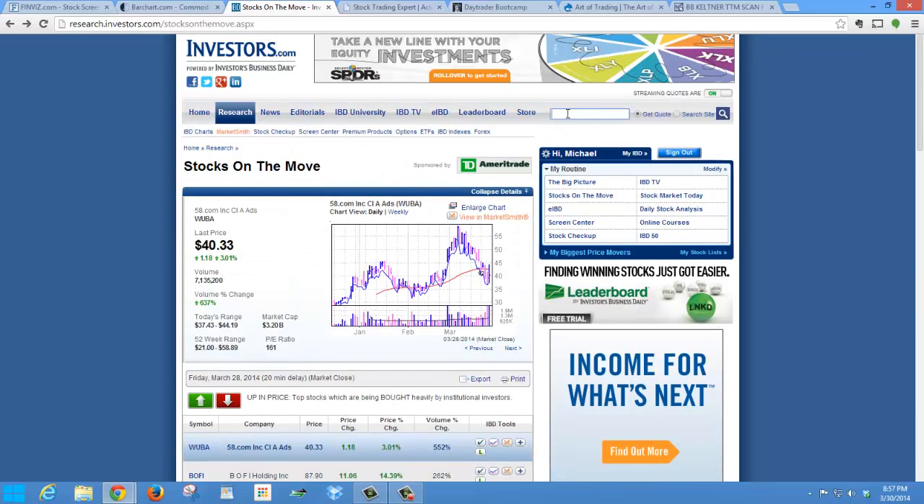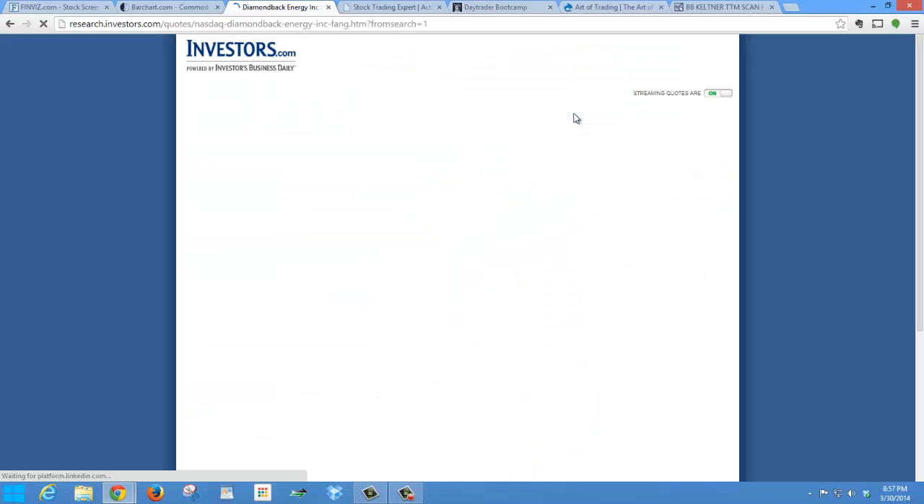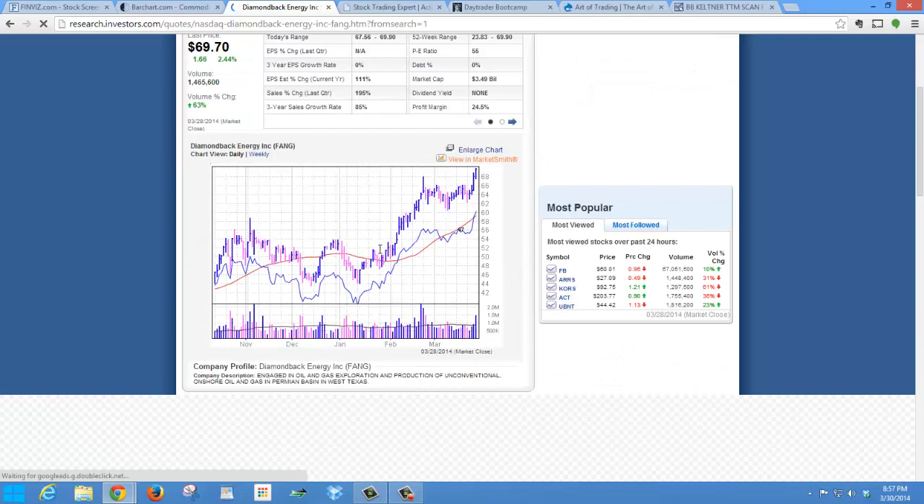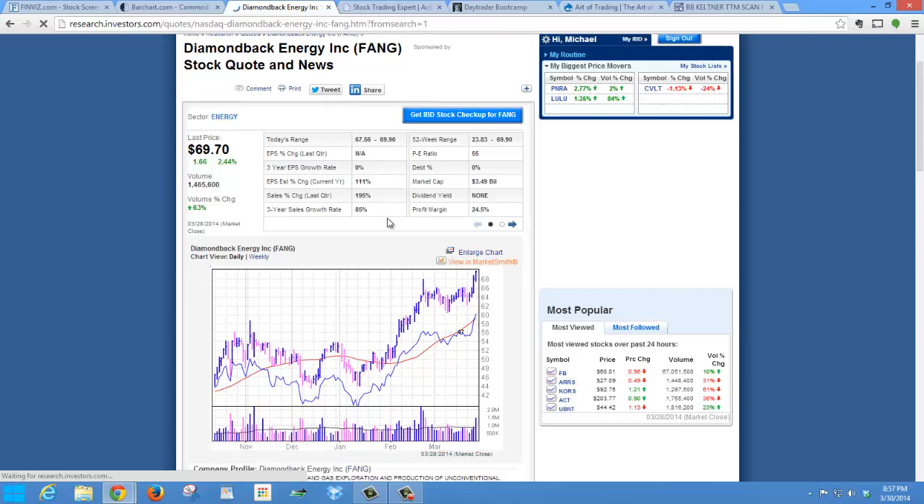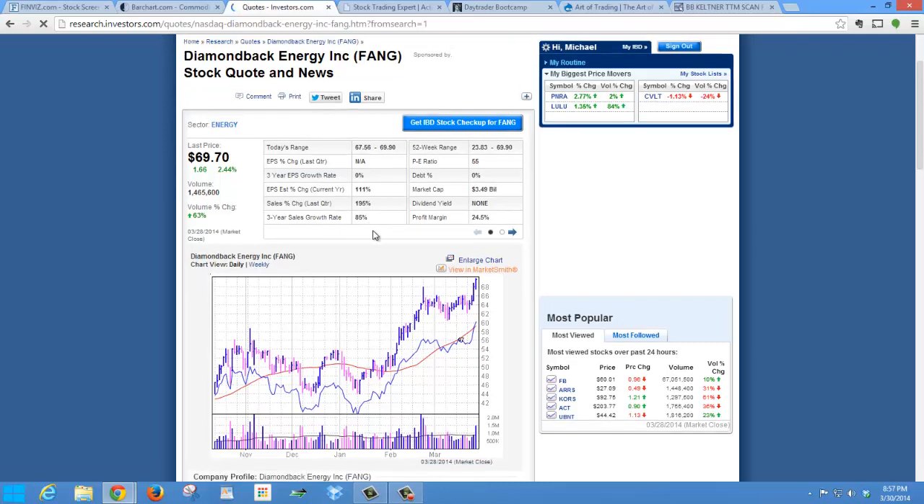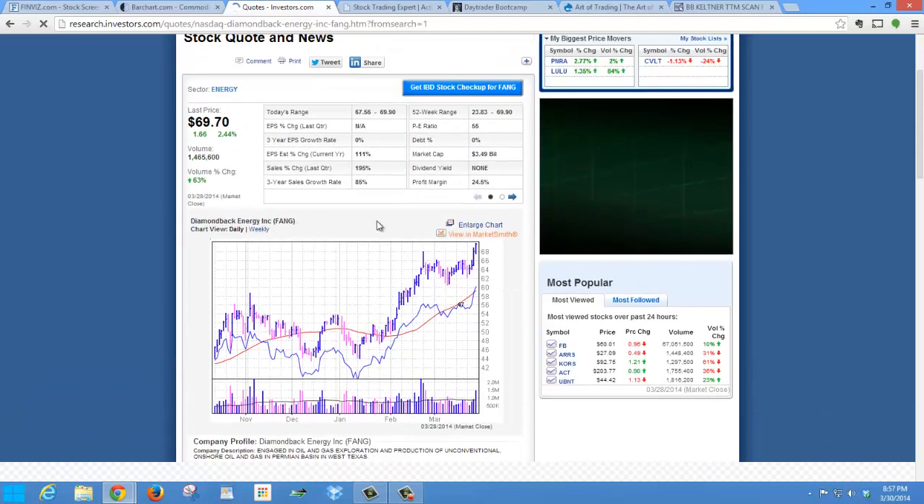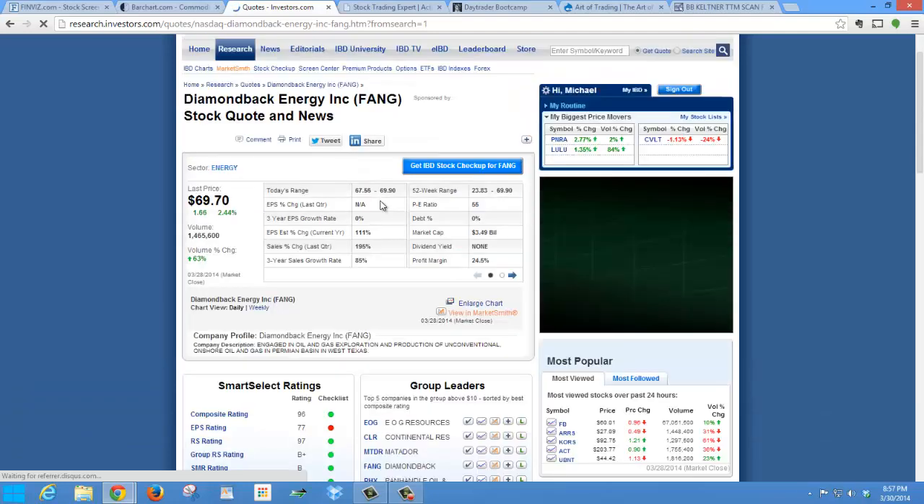Now I'll look at FANG, which is the trade I took. We'll punch in FANG, and then we'll get all the particulars concerning this equity that investors.com has. The biggest thing that pops up to me is the EPS current change for the year, 111%. That tells me this company is making money. If they're making money, institutions, I believe, are going to want a part of this. 3-year sales growth, 85%. I'm not doing PE ratios and anything like that.